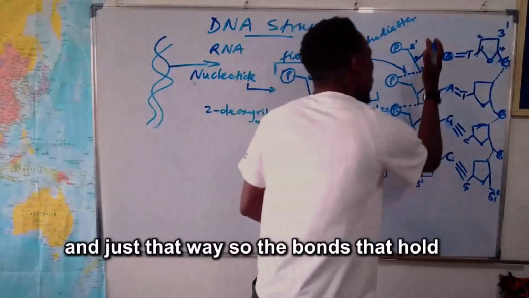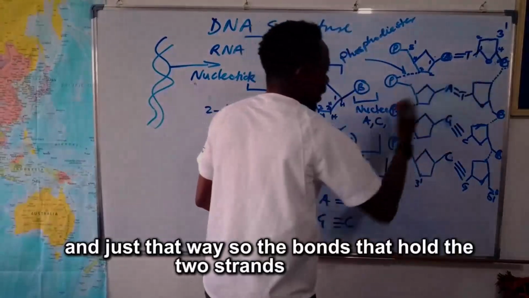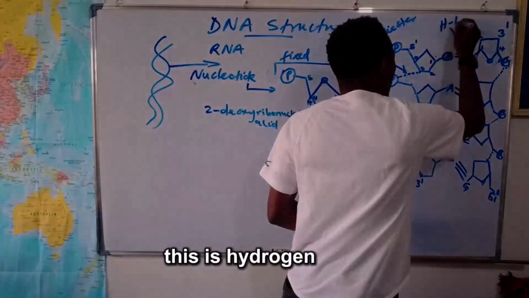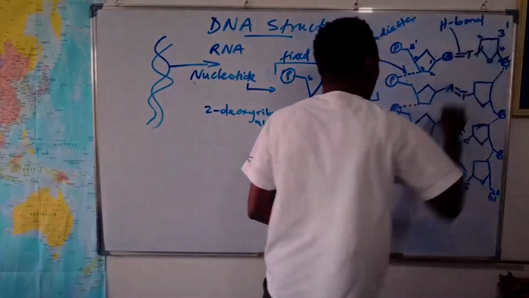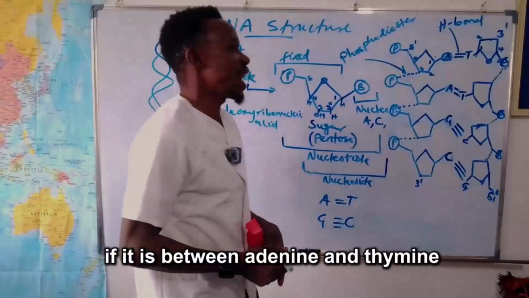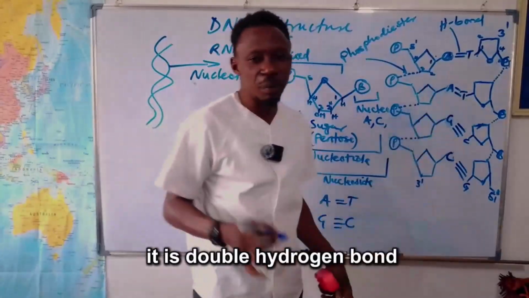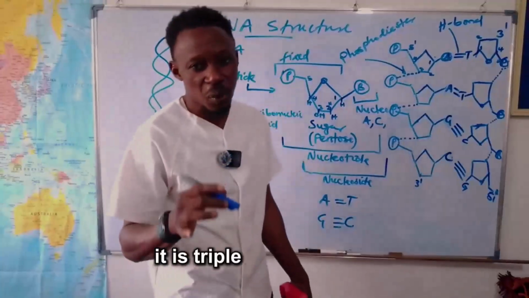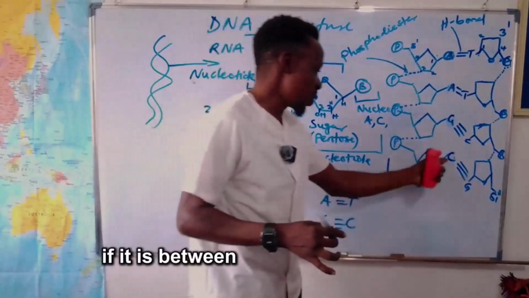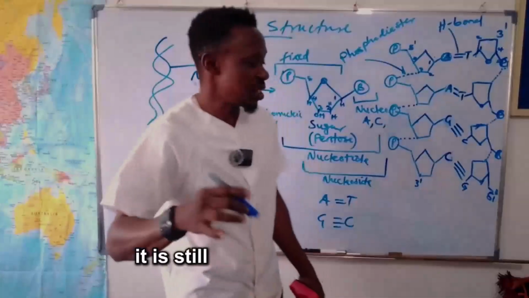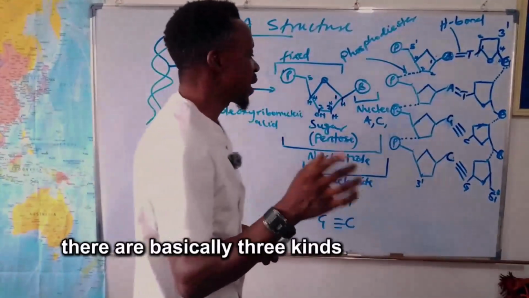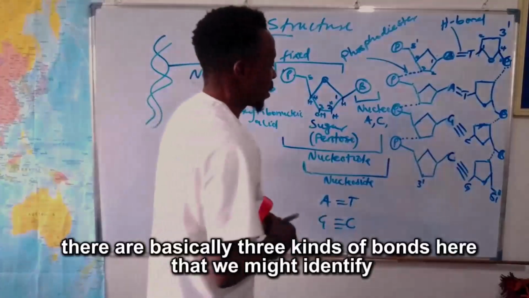So the bonds that hold the two strands together are called hydrogen bonds. If it is between adenine and thymine, it is a double hydrogen bond. If it is between guanine and cytosine, it is a triple hydrogen bond. If it is between cytosine and guanine, it is still 3 hydrogen bonds.